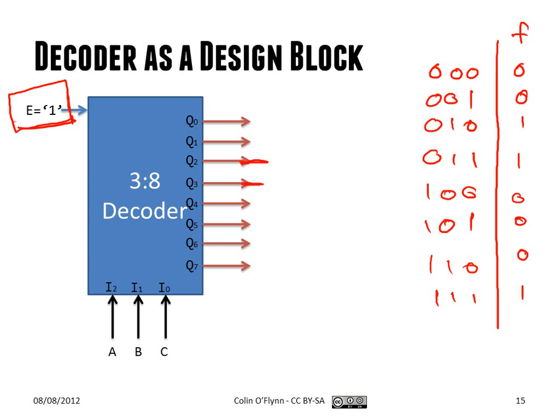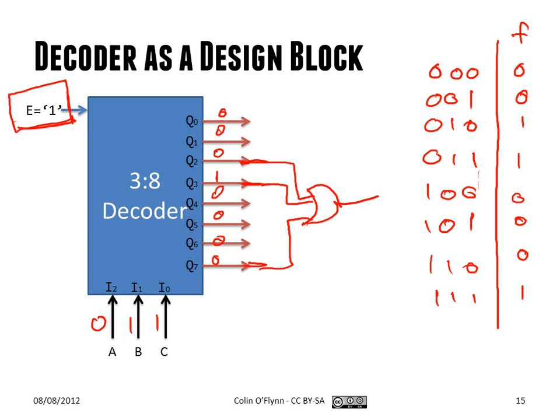What you have to remember is that what the decoder will do is whatever your input is, it'll just set that one line high. So if I input 0, 1, 1, what it's going to do is the output will become, line 3 will be high, and the rest will be 0. If I input 0, 1, 0, then line 2 will be high. I can just take those lines that I want high, and OR them together like that.